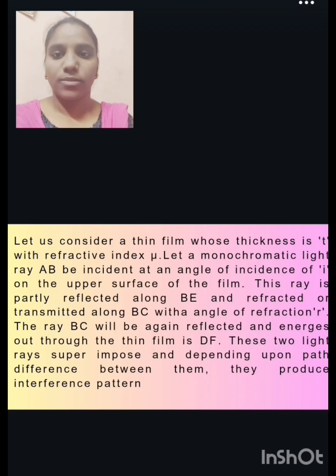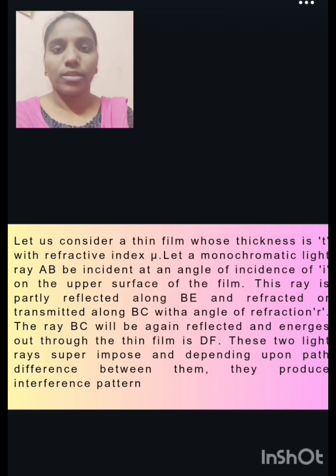Now let us consider a thin film whose thickness is t with refractive index mu. Let a monochromatic light ray AB be incident at an angle of incidence i on the upper surface of the film. This ray is partly reflected along BE and refracted, transmitted along BC, with an angle of refraction r. The ray BC will again be reflected and emerge out through the thin film as DF. These two light rays superimpose, and depending upon the path difference between them, they produce an interference pattern.